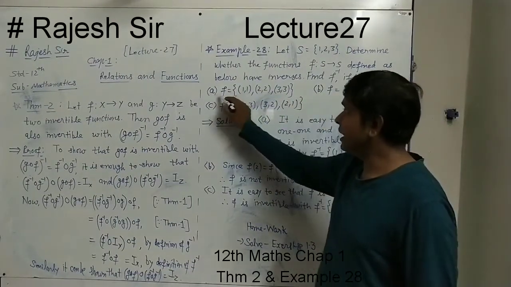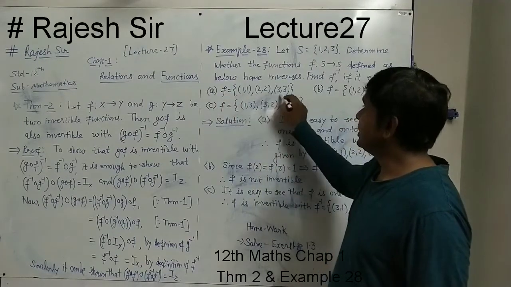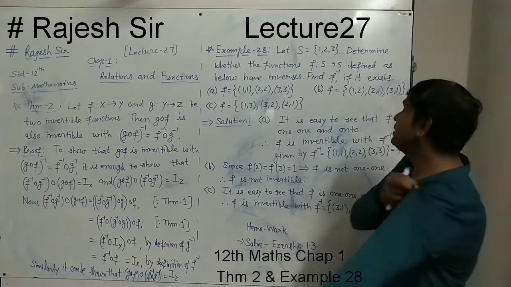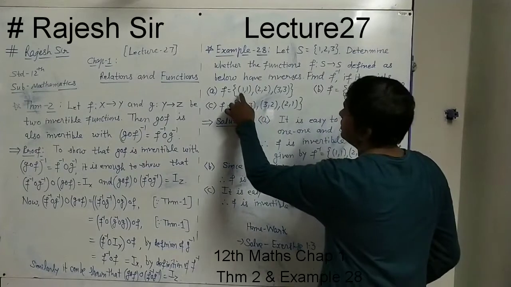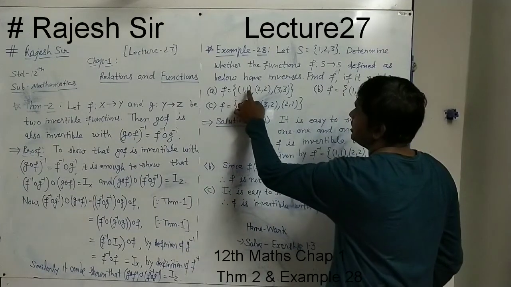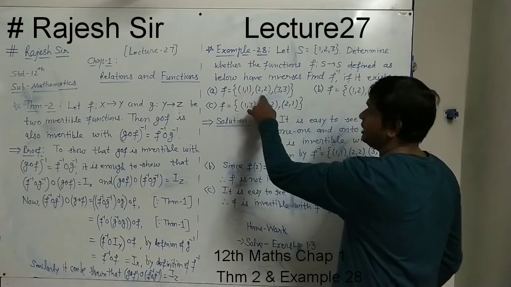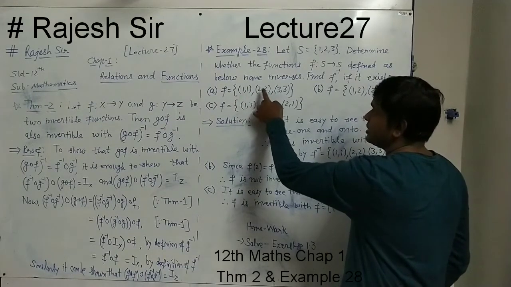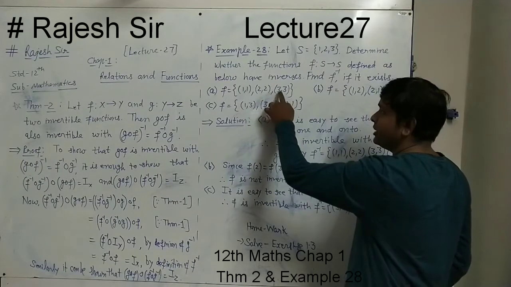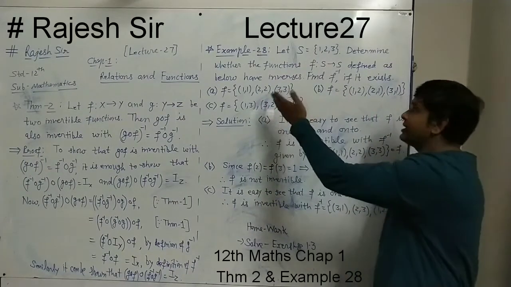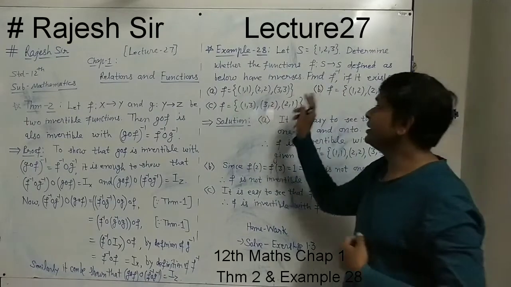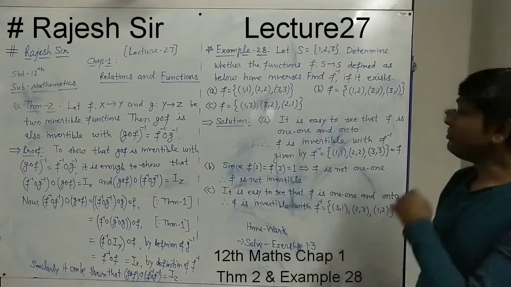F in A is (1,1), (2,2), (3,3). What does it mean? The element of the domain is 1 and its image is 1. The element of the domain is 2 and its image is 2. The element of the domain is 3 and its image is 3. And similarly all the questions A, B, C are given.